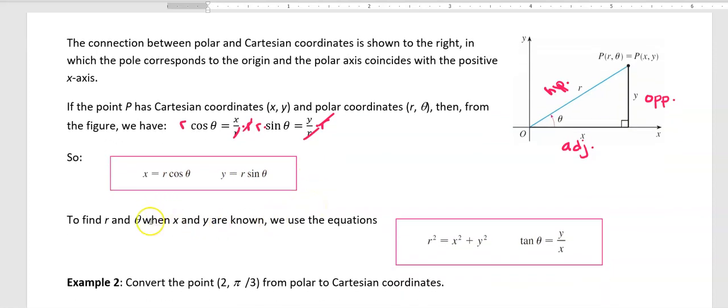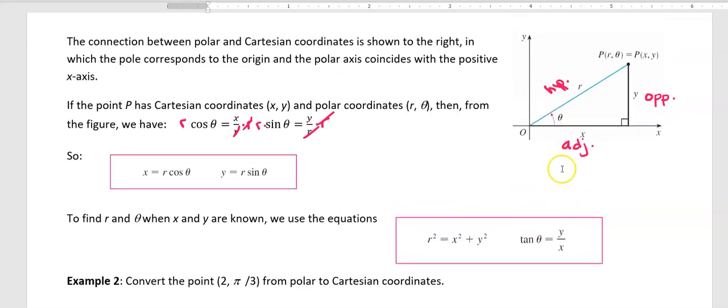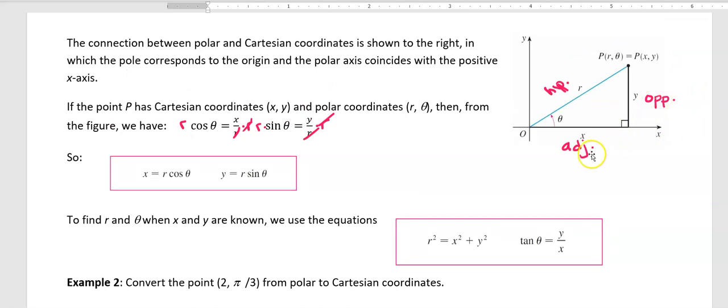Now, to find the r and theta when you know your x and y, so let's say you're starting with Cartesian and you want to change it to polar, you're still going to use that right triangle idea, but now we're going to connect it slightly differently. One of the ideas is you're going to use the Pythagorean theorem, and the other is to use tangent this time. So tangent is opposite over adjacent, so that'd be y over x. And then you can use the Pythagorean theorem to also help you solve for your r value as well.